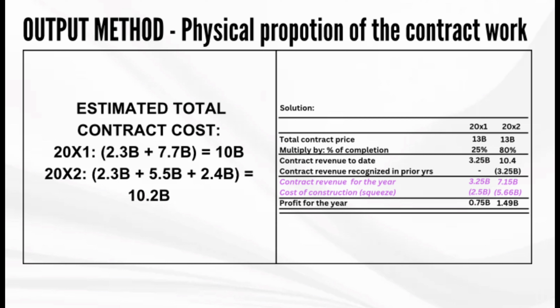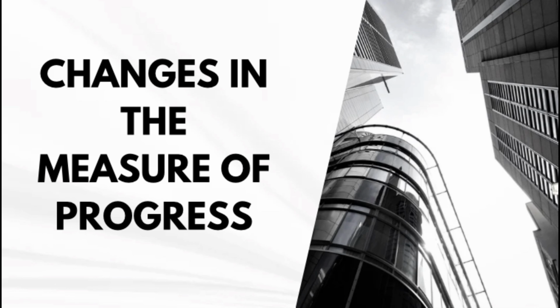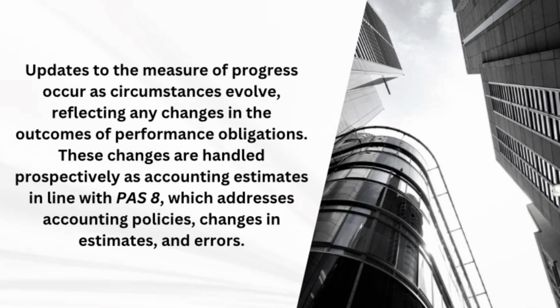As for the solution for the contract revenue for the year and the cost of construction, it is made possible by workback. So from the profit for the year, which is computed before, we can get the contract revenue for the year and the cost of construction.